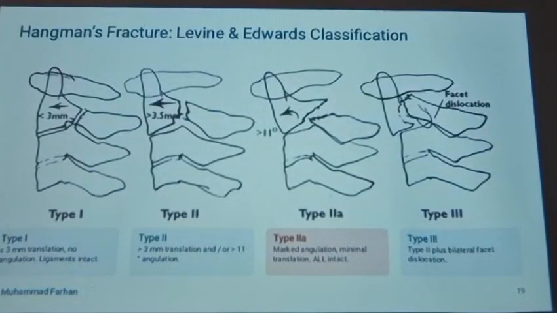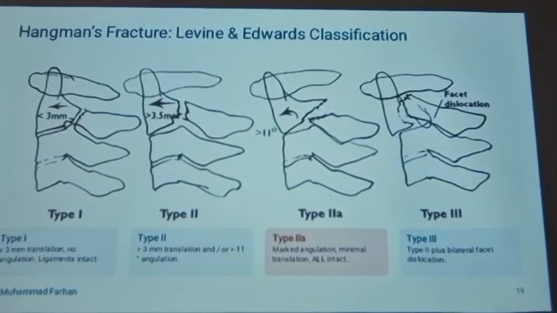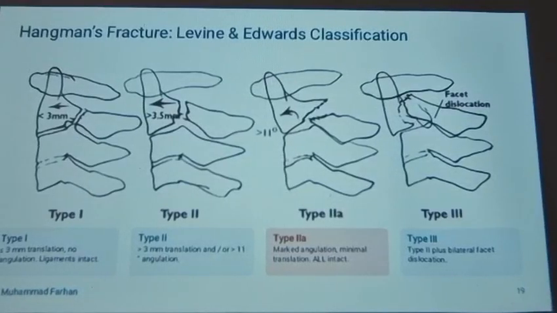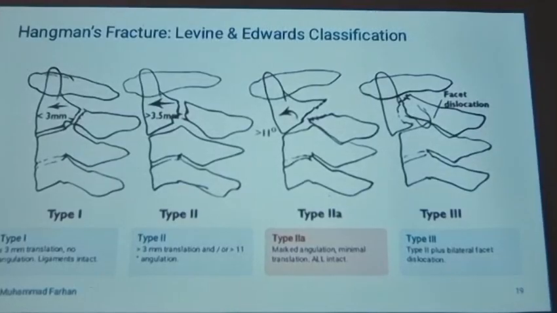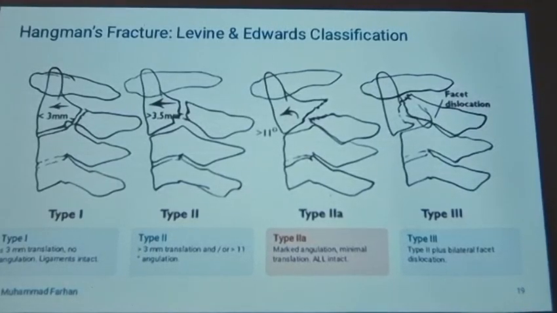Then there is the hangman's fracture. As we know, the hangman's fracture is the fracture of the pars interarticularis or the pedicles, and these may or may not be associated with listhesis of the C2 over C3. And the Levine and Edwards classification divides the hangman's fractures into three types, and depending on the type we can decide the surgical options.